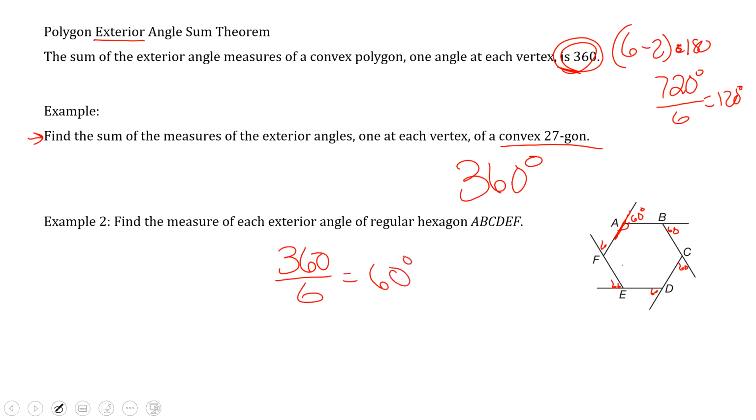Does that make sense? If we look back at our other example, the 27-gon, we're just going to divide 360 by 27. If we were asked here, each angle measures 13.3 degrees. So whatever number of sides the shape has, just divide 360 by that number. That tells you what each outside angle is. Make sense? Okay.